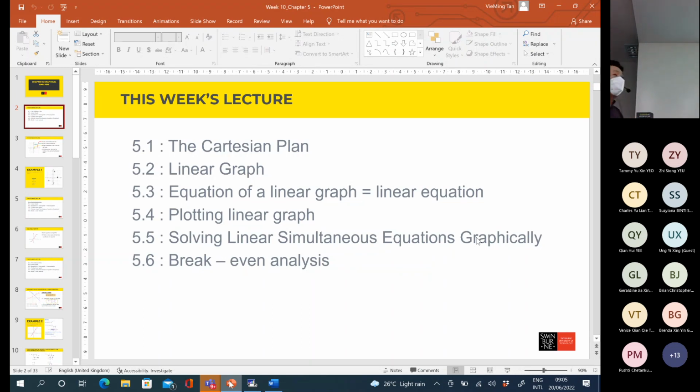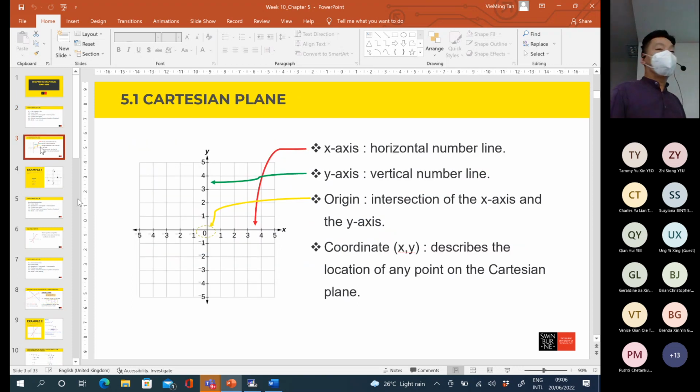And lastly, we are going to apply the simultaneous equation concept to break-even analysis in the business real world. So these are the areas that we are going to cover for today's lecture. Quite straightforward. So let us start with section 5.1, the Cartesian plane.